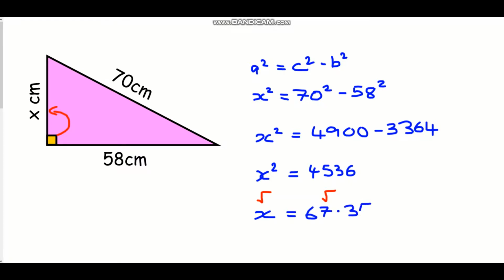Remember, because we're looking for a side length, we should have units on the end. So referring back to your diagram, everything's measured in centimeters, so is that final answer there.